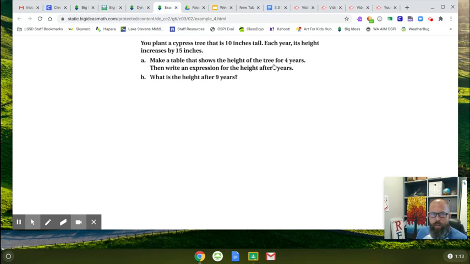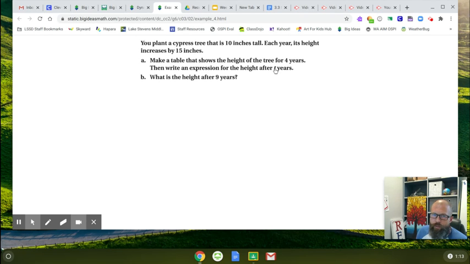So it says you plant a cypress tree that is 10 inches tall. So before it even grows at all, it's 10 inches in your yard. Each year, its height increases by 15 inches. Make a table that shows the height of the tree for 4 years. Then write an expression for the height after t years.